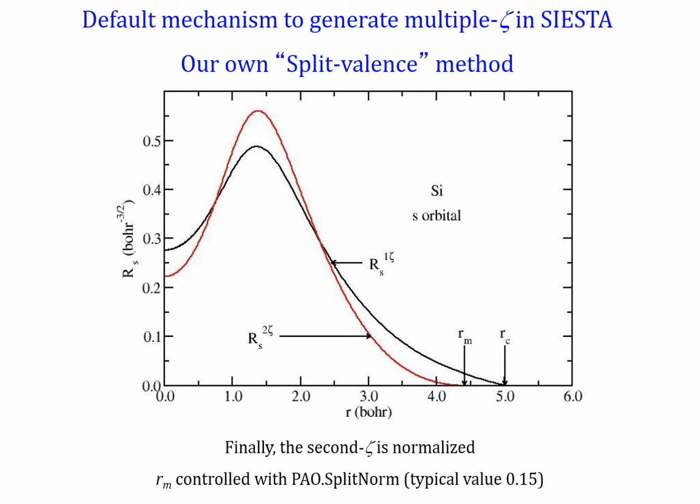In addition, we can define at what radius we do the matching by, instead of specifying a radius per orbital, by controlling what would be the percentage of the norm of the original orbital we want to have on the tail. And that defines a matching radius for all of them. And the default value would be 15%.